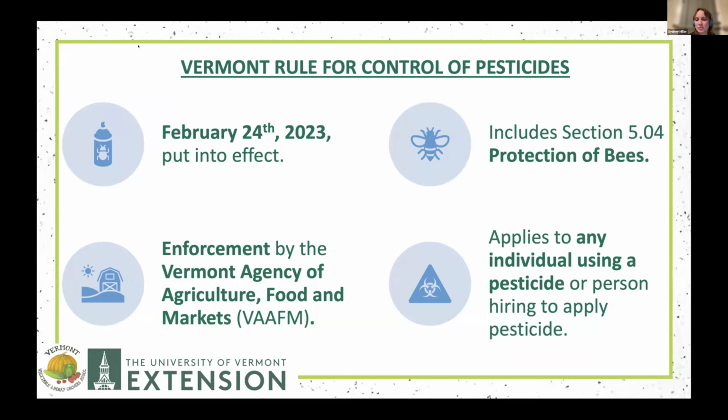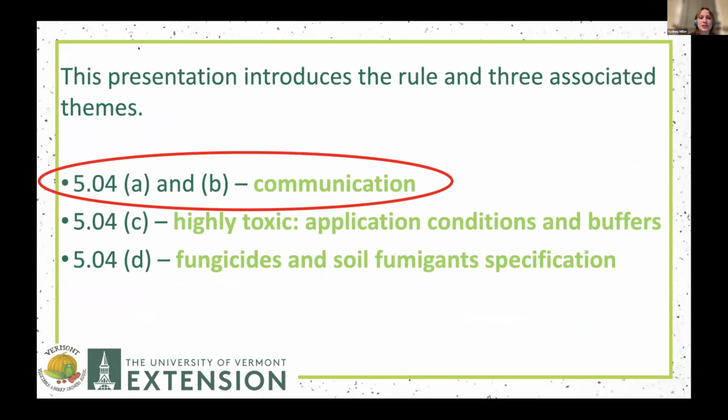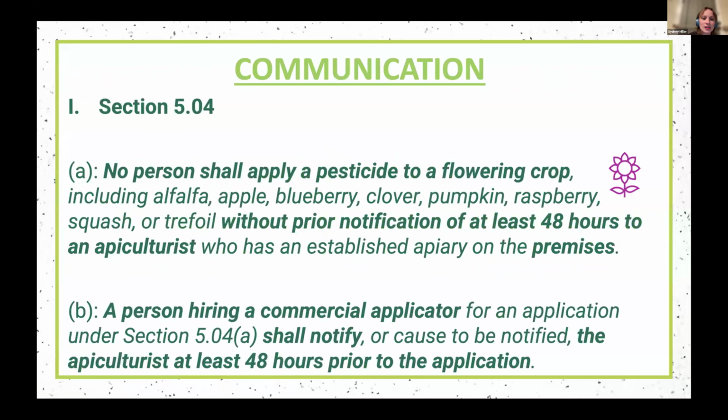And this is enforced by the agency and applies to all pesticide applicators. Specifically, there are multiple components to the Section 504 rule. But there's this one clause around required communication about pesticide usage. In that clause, it states no person shall apply a pesticide to a flowering crop without prior notification of at least 48 hours to an apiculturalist who has established apiary on the premises.